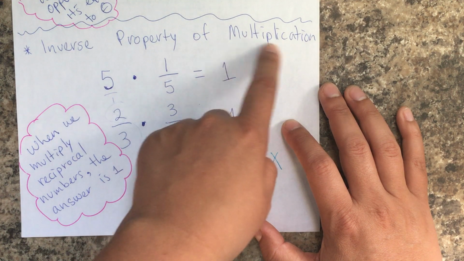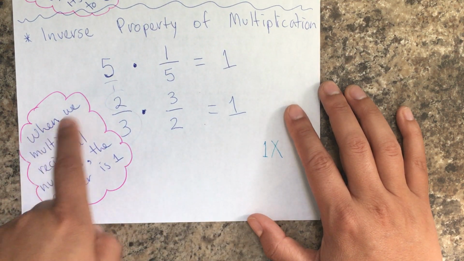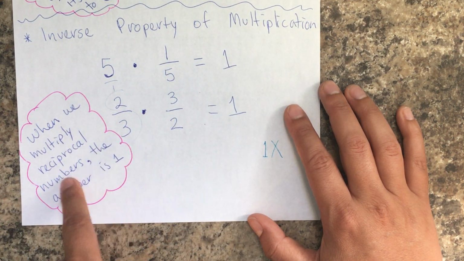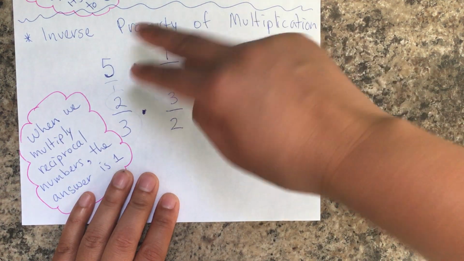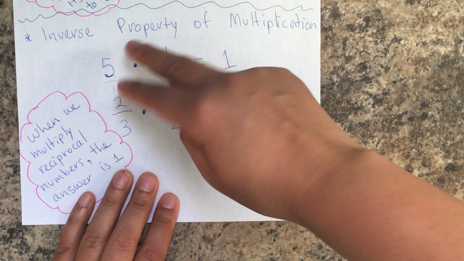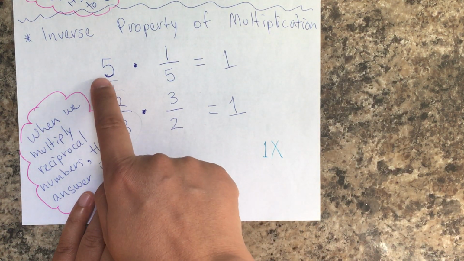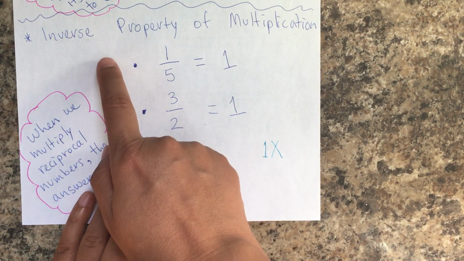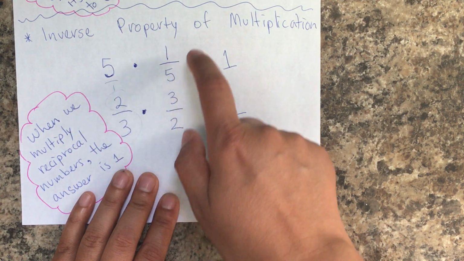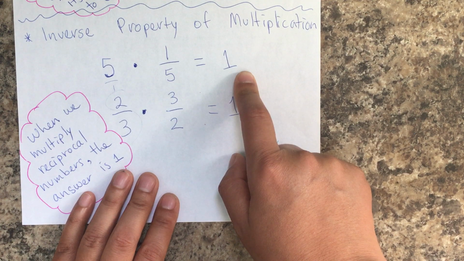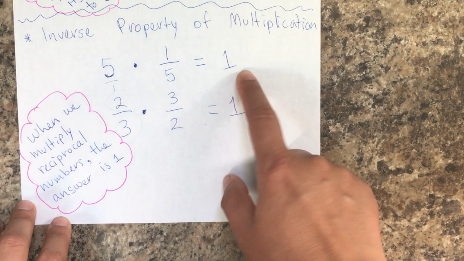The inverse property of multiplication says that when we multiply reciprocal numbers, the answer is 1. And reciprocal is when you switch the numerator and denominator. The reason is because if you put it over 1, you have 5 times 1 is 5, 1 times 5 is 5, and 5 divided by 5 gives me 1. Okay, so that's why the answer is 1.